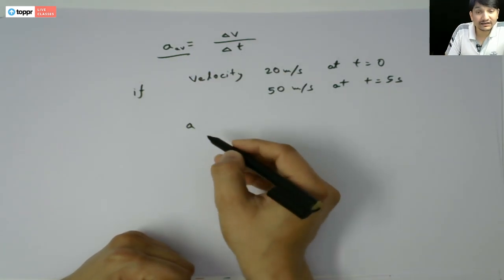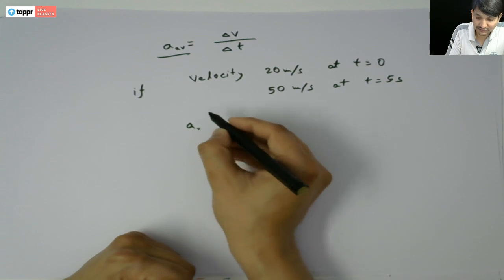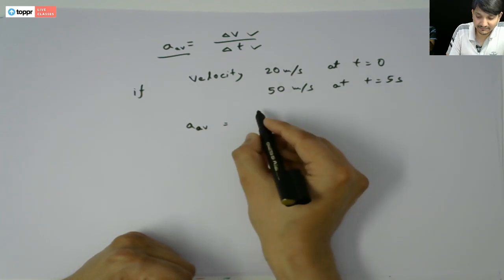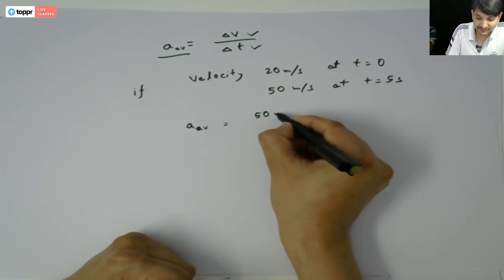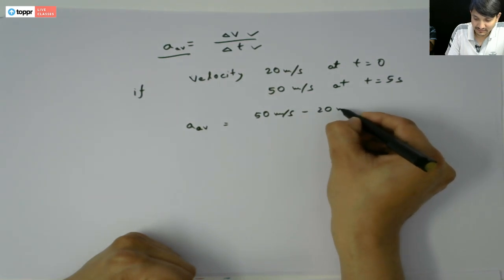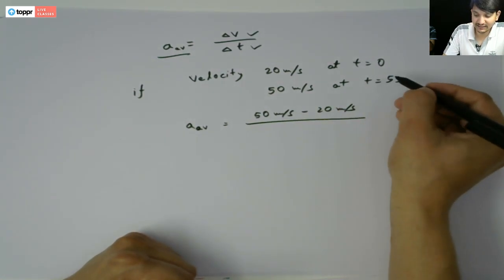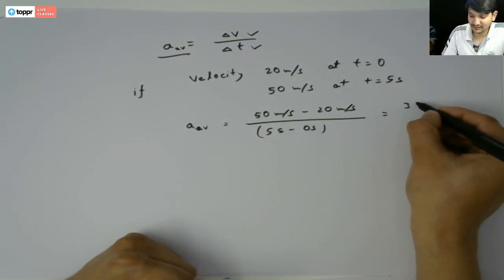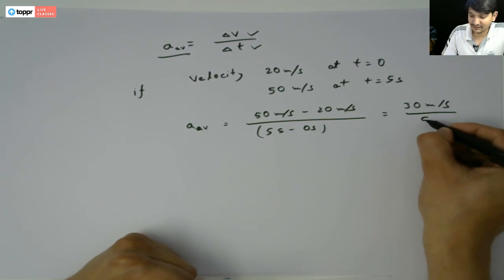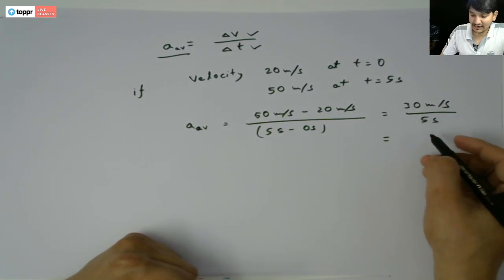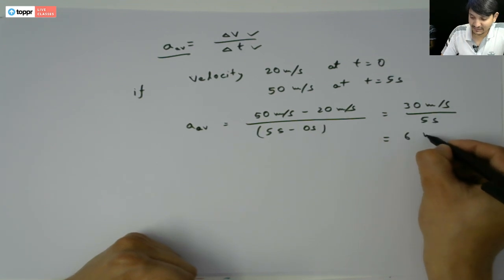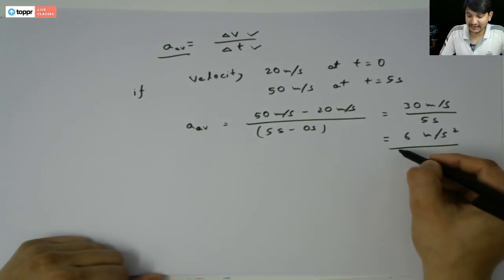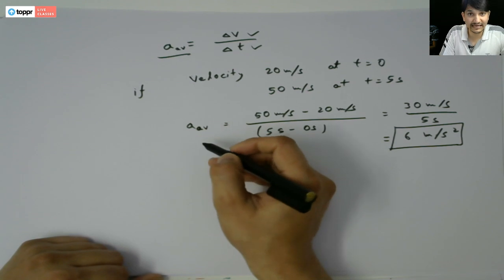We'll find the average acceleration as change in velocity by change in time. So change in velocity is 50 meters per second minus 20 meters per second divided by time, 5 seconds minus 0 seconds. We are getting 30 meters per second by 5 seconds, and our answer is 6 meters per second square. So here we calculated our average acceleration.